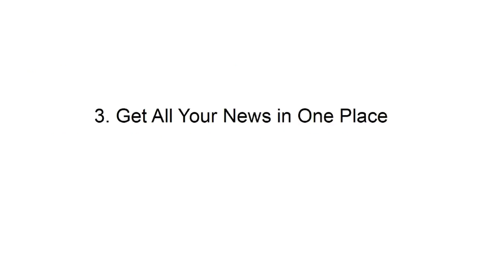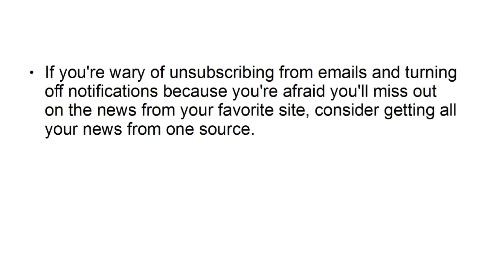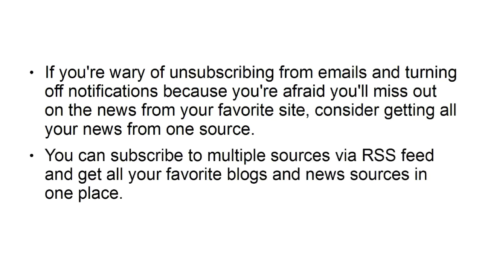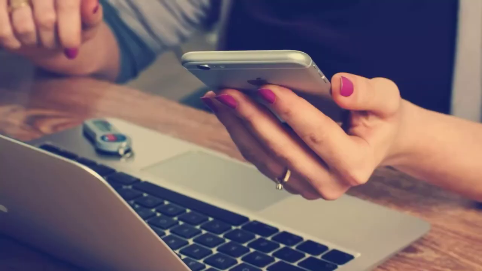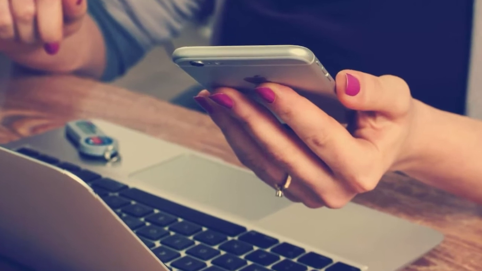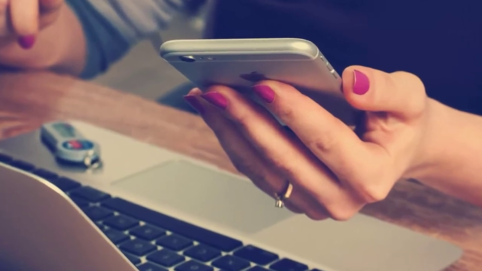Number 3. Get all your news in one place. If you're wary of unsubscribing from emails and turning off notifications because you're afraid you'll miss out on the news from your favorite site, consider getting all your news from one source. You can subscribe to multiple sources via RSS feed and get all your favorite blogs and news sources in one place. Doing this will allow you to stop signing up for notifications and emails to get the latest content.